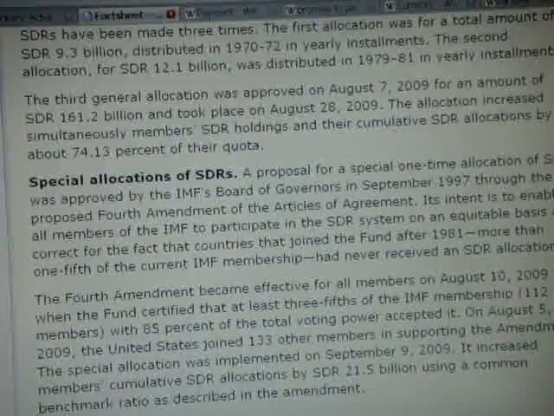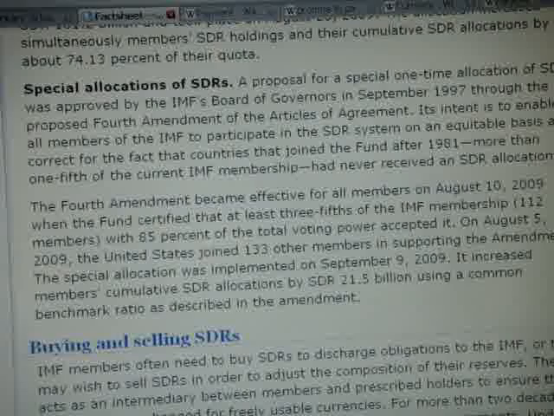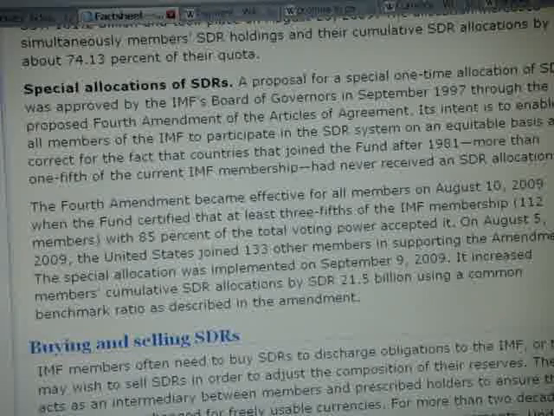Special allocations of SDRs. A proposal for a special one-time allocation of SDRs was approved by the IMF's Board of Governors in September 1997 through the proposed Fourth Amendment of the Articles of Agreement. Its intent is to enable all members of the IMF to participate in the SDR system on an equitable basis and correct for the fact that countries that joined the fund after 1981, more than 1/5 of the current IMF membership, had never received an SDR allocation.